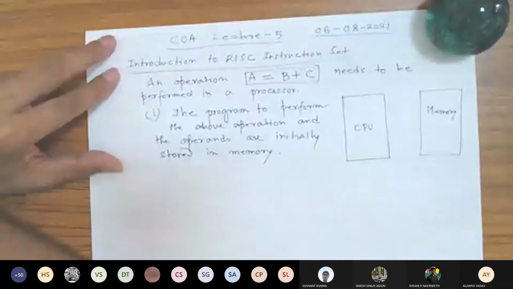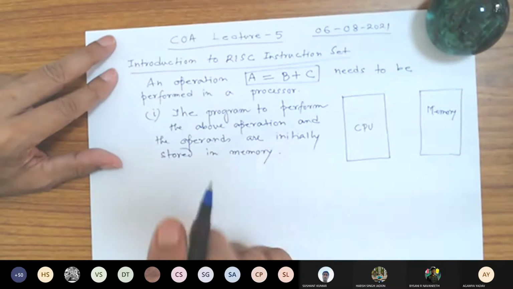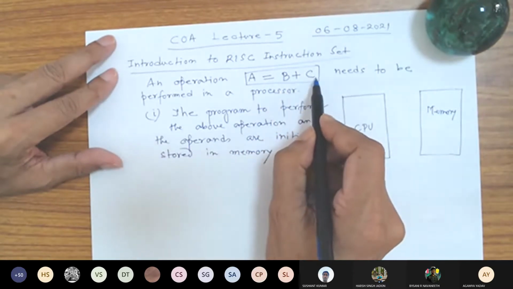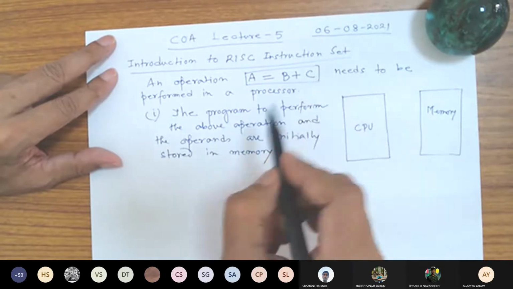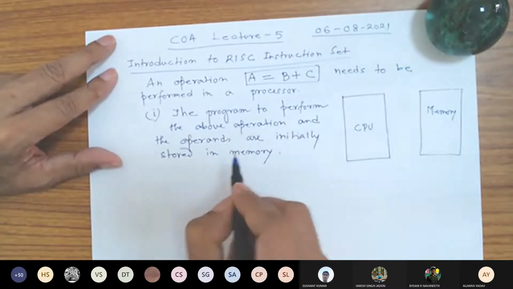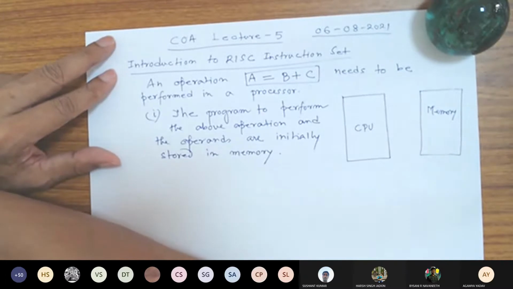If I make a statement like this, the program to perform the above, this is an operation. I need to convert it into a program. This is not a program. This is an operation, a high level instruction. You can call it a high level operation. I need to convert it into a program. So what I'm writing is: the program to perform the above operation and the operands are initially stored in memory. Now, don't you have any confusion from this? I told you the system is starting, and you need to do this execution. Do you have any question in your mind at this point?